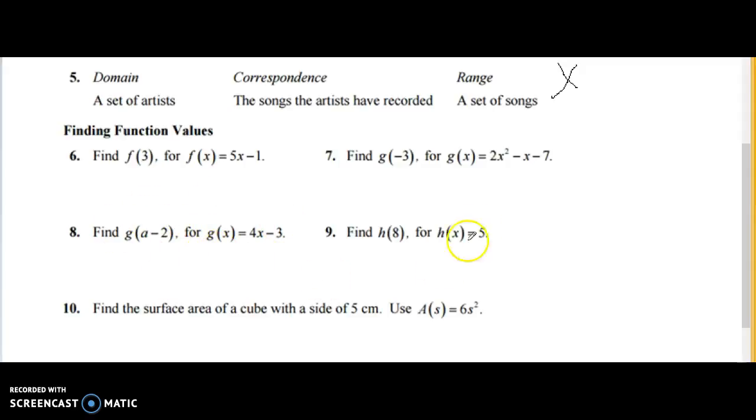and then you would simplify. Now this one's interesting because it says the function h of x is equal to 5, always. So it doesn't matter what I put in for x, it's always going to be 5, so the value of the function at 8 is still 5.